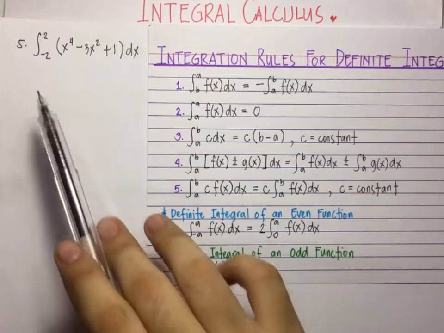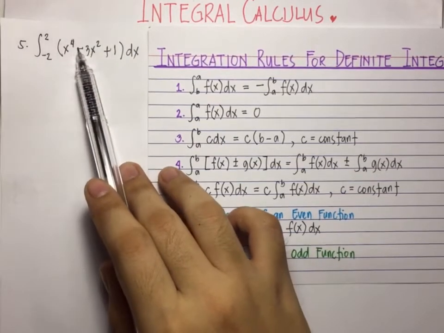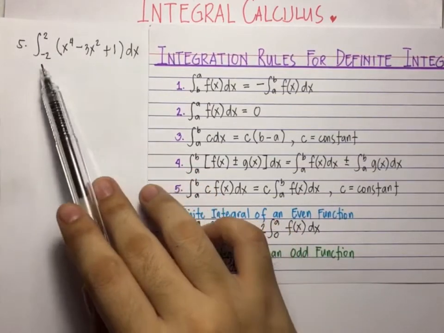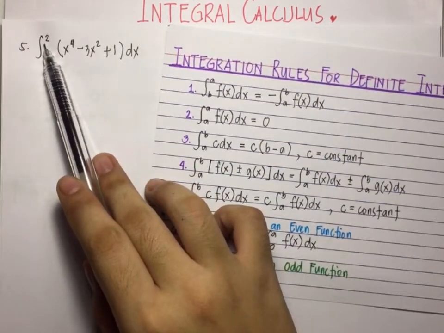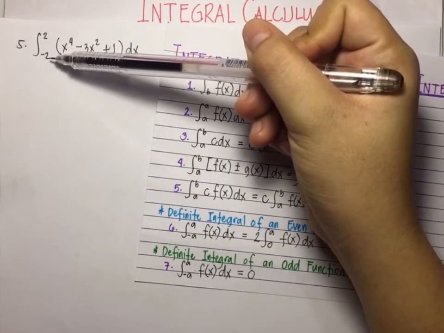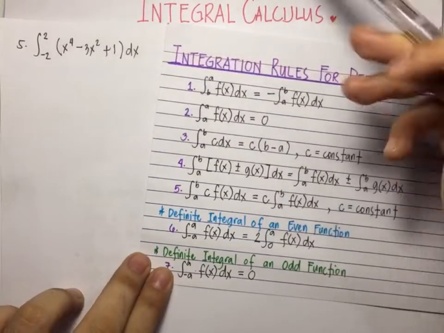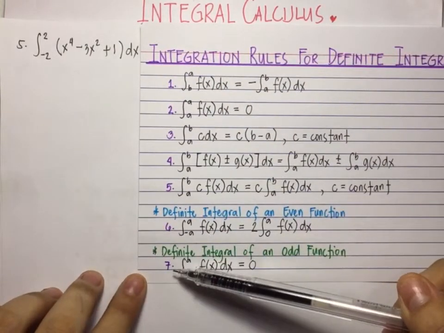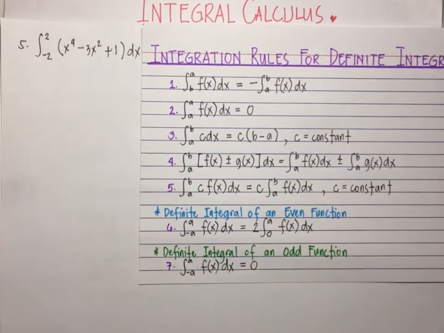Number 5, find the integral of x raised to 4 minus 3x squared plus 1 times dx from negative 2 to 2. Our upper limit is positive 2 and our lower limit is negative 2. In this case, we apply either theorem number 6 or theorem number 7. So therefore, we need to determine first if the given function is an odd or even function.